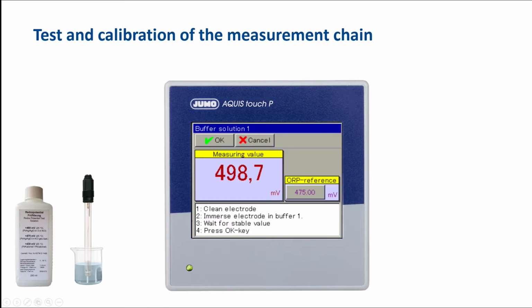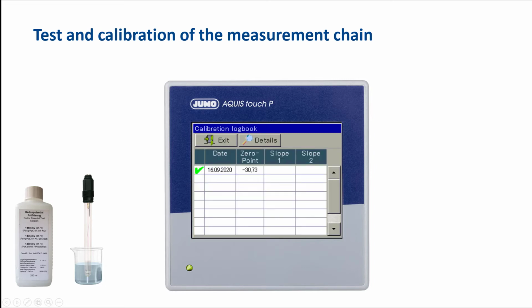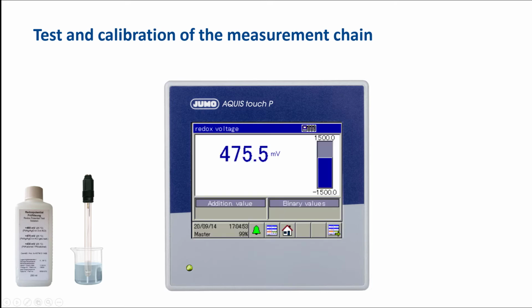During calibration, the redox voltage of the test solution must be defined. The transmitter shows a 0-point deviation of the combination electrode. Calibration is taken over. All calibrations are documented in the calibration logbook. After calibration, the electrode is ready for use. The electrode must be kept clean during the operation time, and the measuring circuit must be checked regularly.